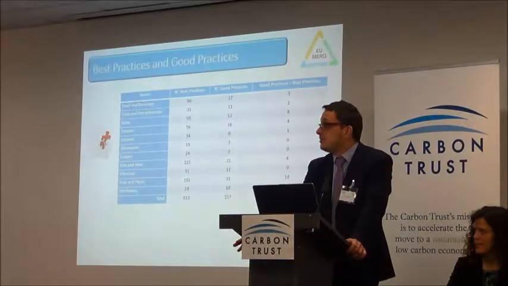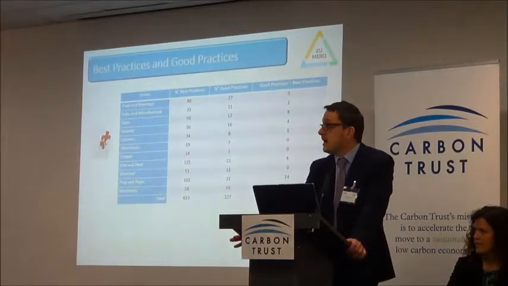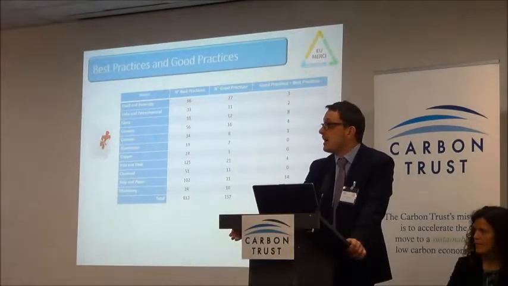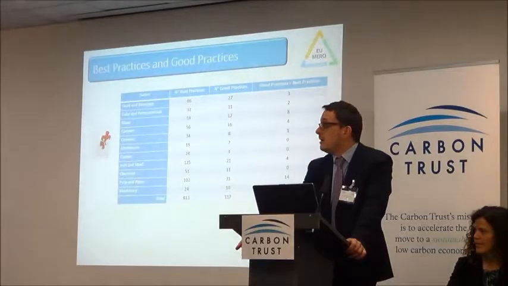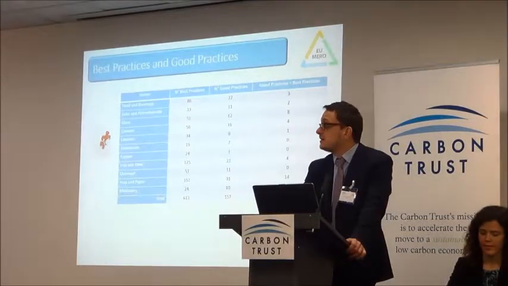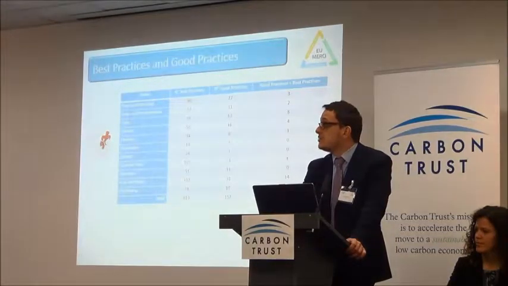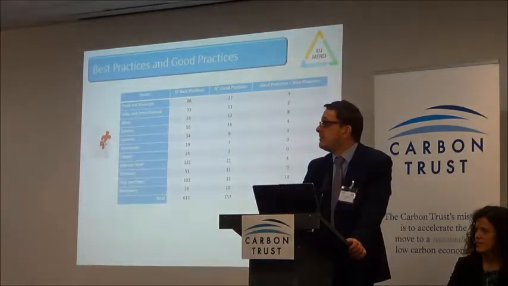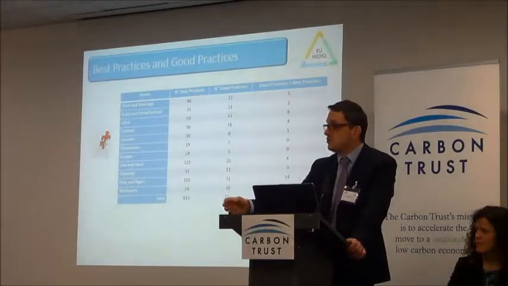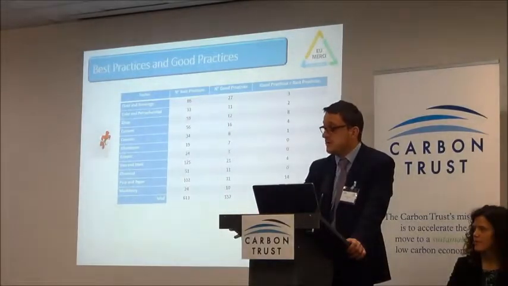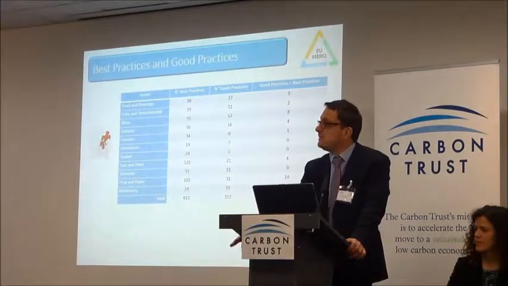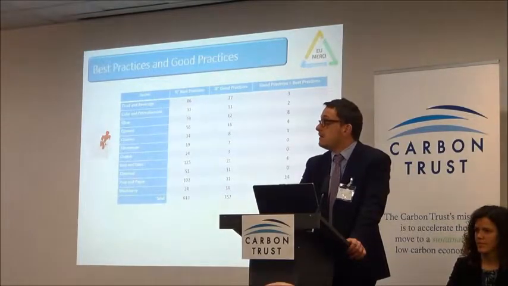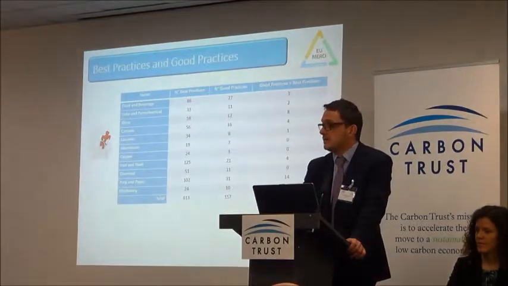The sector which has the major number of best practices was iron and steel, followed by pulp and paper. On the other side, the sector which has the major number of good practices was pulp and paper. But also food and beverage, which was the focus of the validation of the project, so a great number of good practices selected.